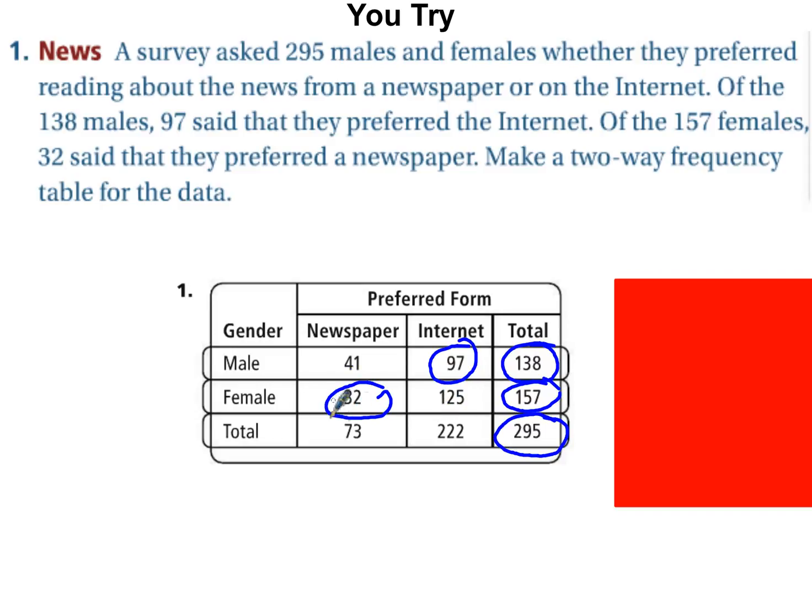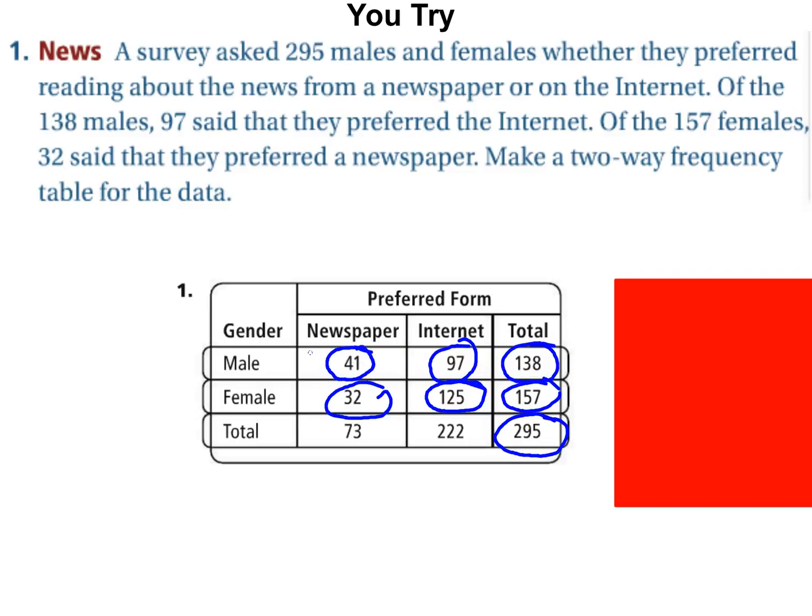We made a two-way frequency table for the data and then start to fill in the blanks. Since we know the total number of females is 157, we can take 157, subtract from it the number of females that preferred the newspaper, 32, and get 125. Since we know the total number of males is 138, and that 97 of them preferred the internet, then subtracting 97 from 138, we get 41.